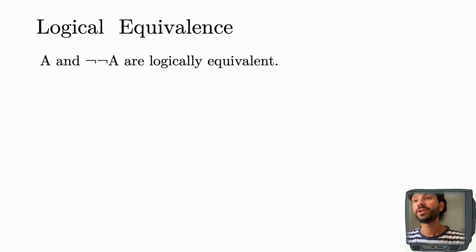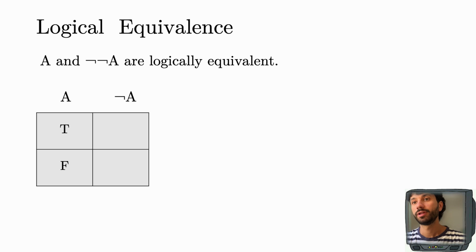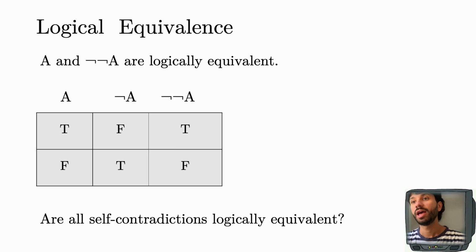Well, a very simple example is that A and not not A are logically equivalent. So let's see why. Let's draw the truth table for A. So that's true and false. Those are our only possibilities. For not A, well, we flip the truth values of A, and then we add the column for not not A. So what we do is that we flip the truth values from not A, and we get the same exact truth values, right? If you look at the first column and the third column, they have the same truth values at the same time.